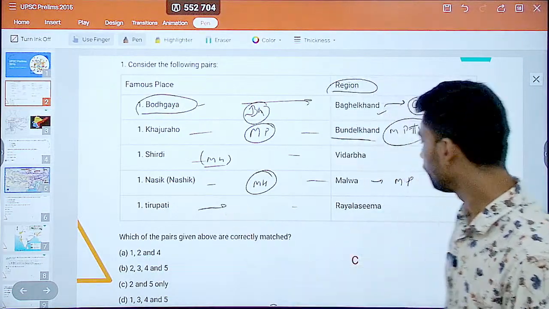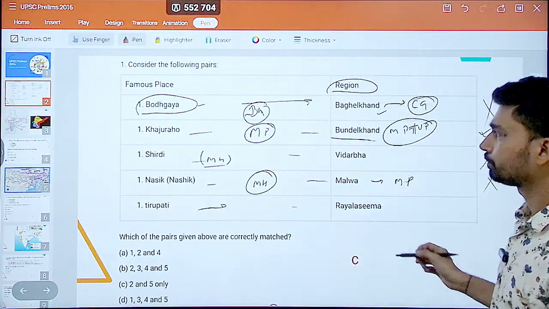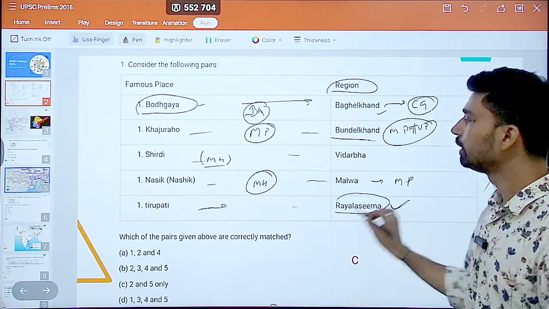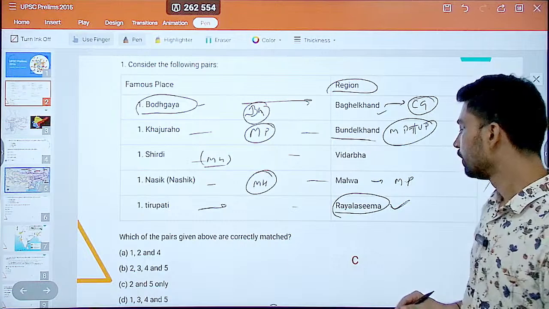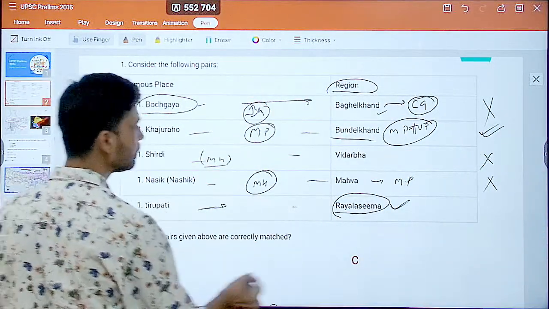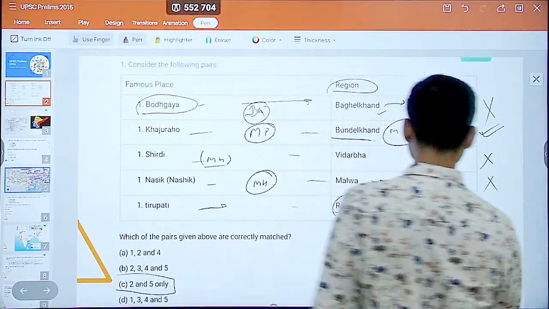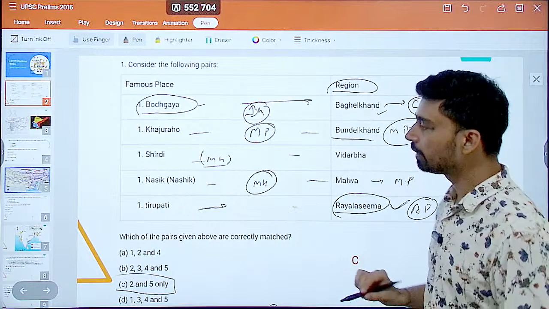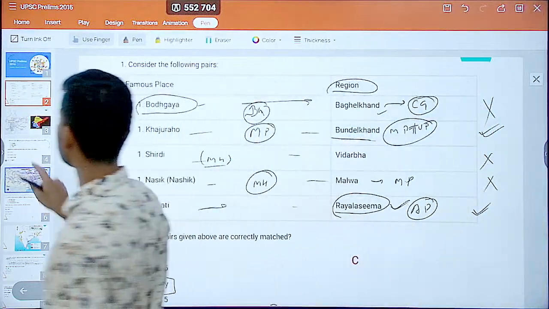Tirupati, if we talk about this, indeed is part of, which part? That is Rayalaseema, which is in Andhra Pradesh. So the correct option is C, that is 2 and 5 only. That is the only correct option. The other 3 are not correctly matched.